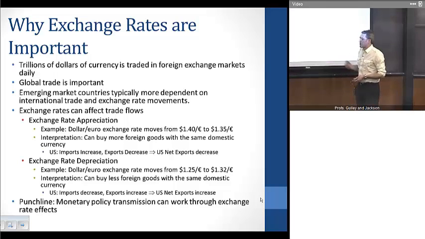And so the punchline, and this is why this is important to the book, and we'll see exactly why, is that it turns out monetary policy can impact exchange rates. And of course, that's going to impact this net export channel. That's one of the reasons why monetary policy is important to this broader story of exchange rates.